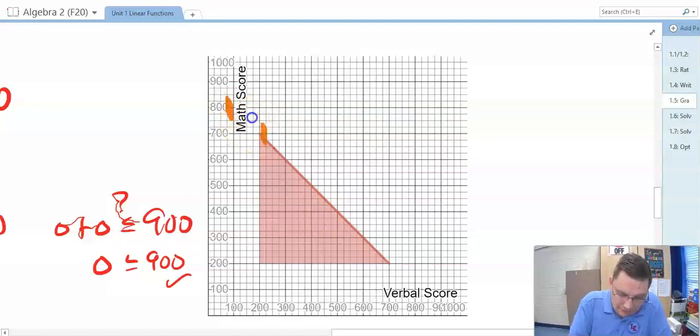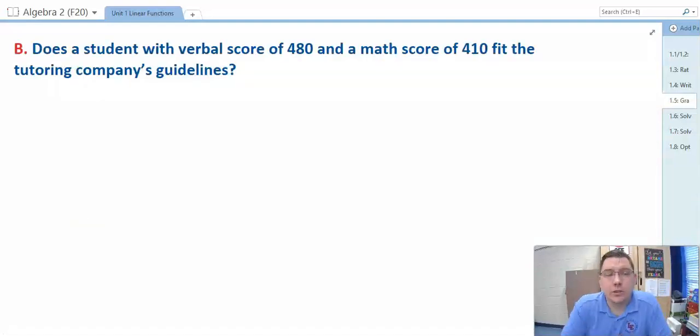But you'll see that this does not get all the way down to 0 and 0 because, again, the math and verbal scores on an SAT did not reach 0. They stopped at 200. And so that's why we see this graph just in this little triangular region here. But again, that'll be something that we look more at in section 7. And so let's look at part B here.